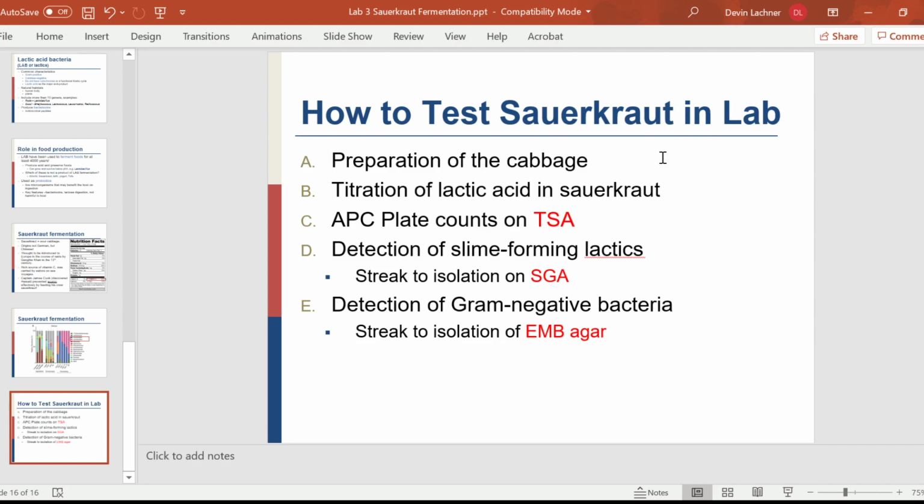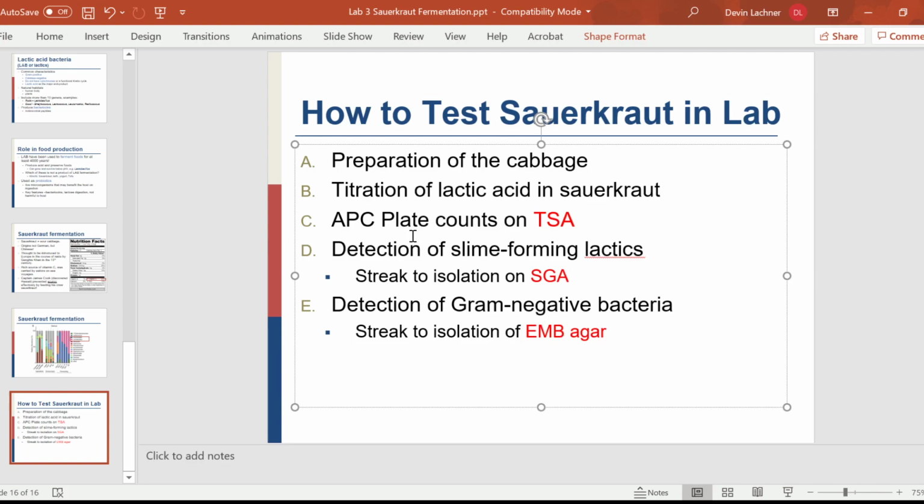We would also be performing plate counts, the APC. We would be using TSA plates for that, okay? And then we would also be detecting slime-forming lactics. In order to do that, we would be using SGA, okay? And for detecting gram-negative bacteria, we would be using EMB agar, okay? We'll be talking a little bit more about all those next week. Just make sure you know what we would use to test for these different things. Aerobic bacteria would be TSA, slime-forming lactics would be SGA, and gram-negative bacteria are EMB.